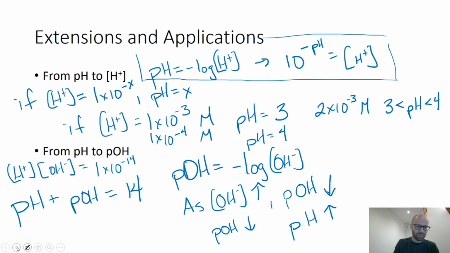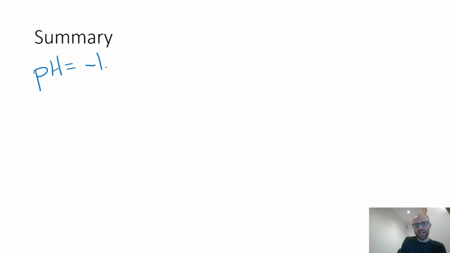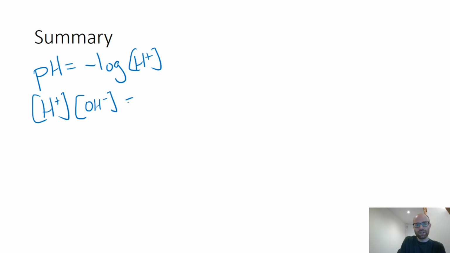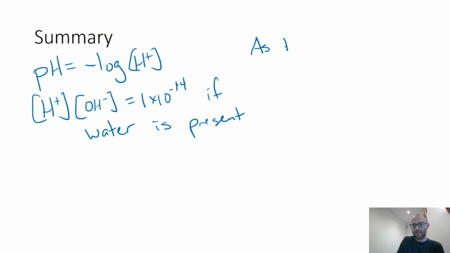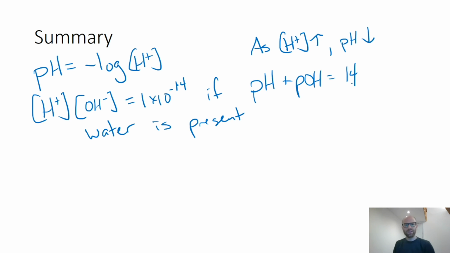So just to sum things up, pH equals the negative log of the H plus ion concentration. The H plus concentration times the OH minus concentration equals 1 times 10 to the negative 14th. As H plus goes up, pH goes down, and then there's a bunch of relationships that come out of that. There's a couple more things I want to say about a summary.